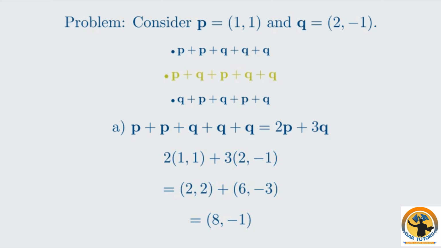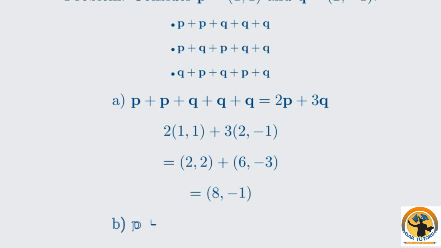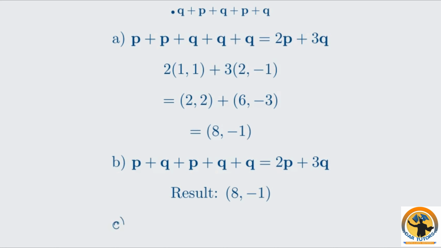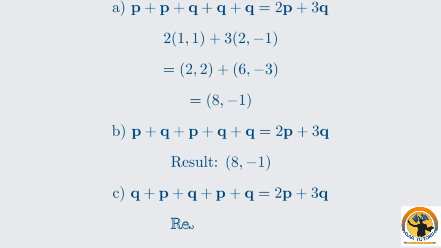Now let's look at the second expression. The expression p + q + p + q + q can also be grouped as 2p + 3q. Since it's the same expression, the result is the same, the vector (8, -1). And finally, the third expression. The expression q + p + q + p + q can also be grouped as 2p + 3q. Again, the result is the vector (8, -1).